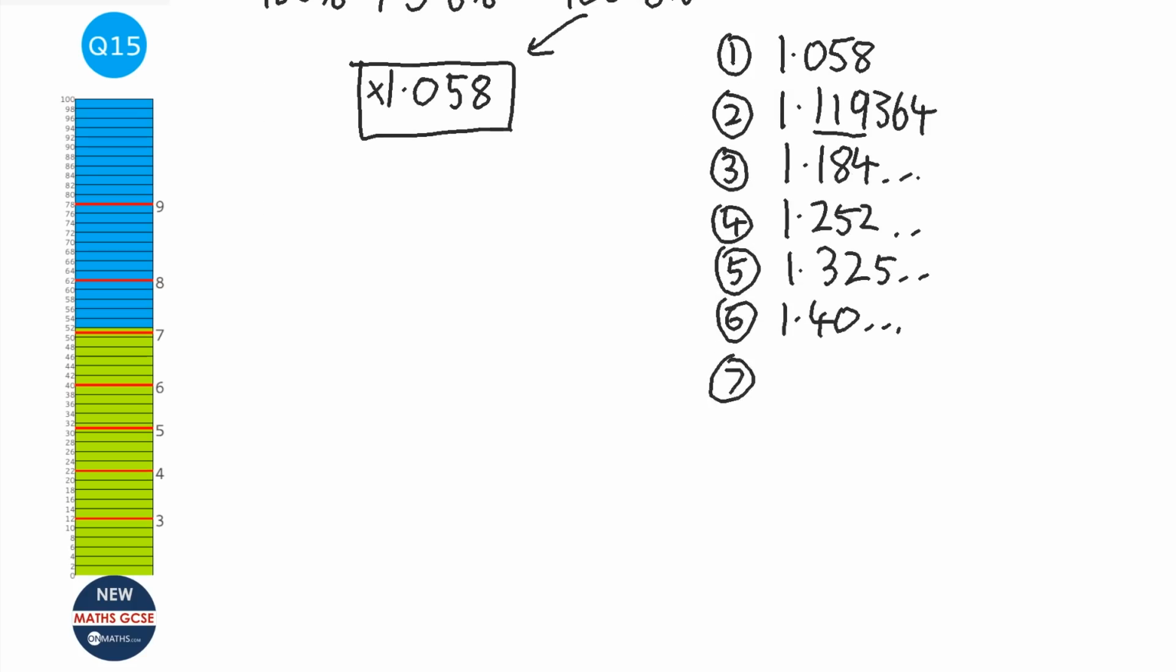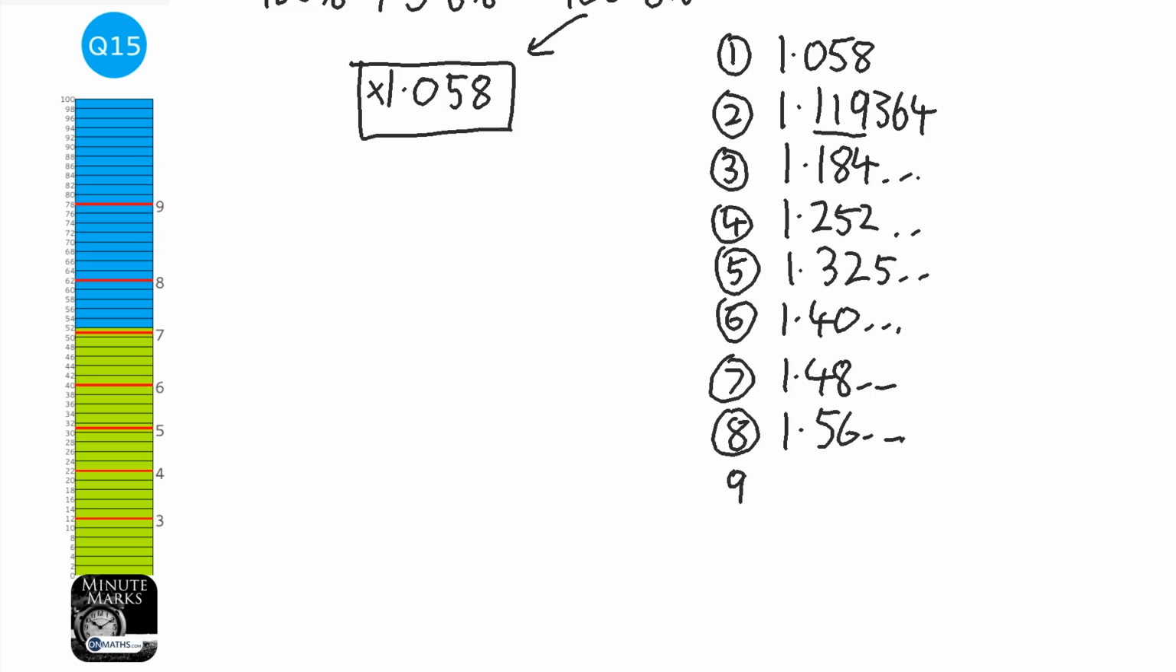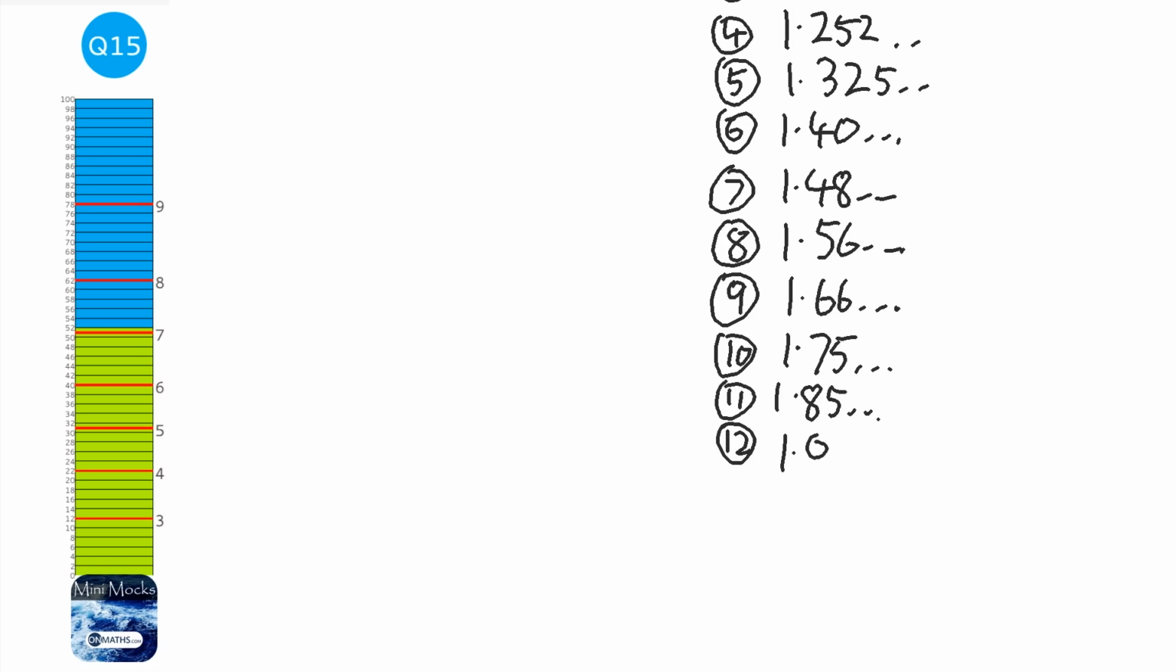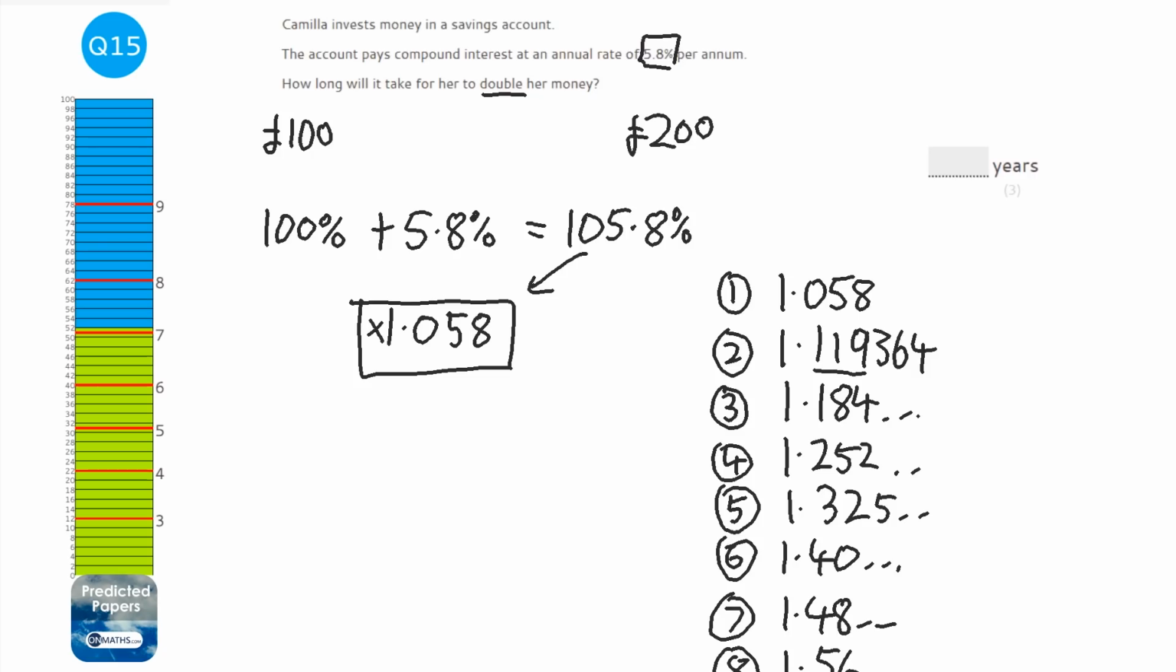So number 7, 1.48, 8 years, 1.56, 9 years, 1.66, 10 years, 1.75, 11 years, 1.85, 12 years, 1.967, blah blah blah. So we're getting close. And 13 years we get 2.081, blah blah blah. So 13 years is going to be our answer.